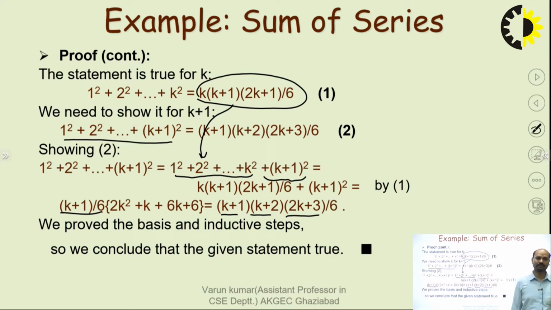If P1 is true, then P2 is true. If P2 is true, then P3 is true. If P3 is true, then P4 is true, and so on for n greater than or equal to 1. For these values, our given predicate function is always true.